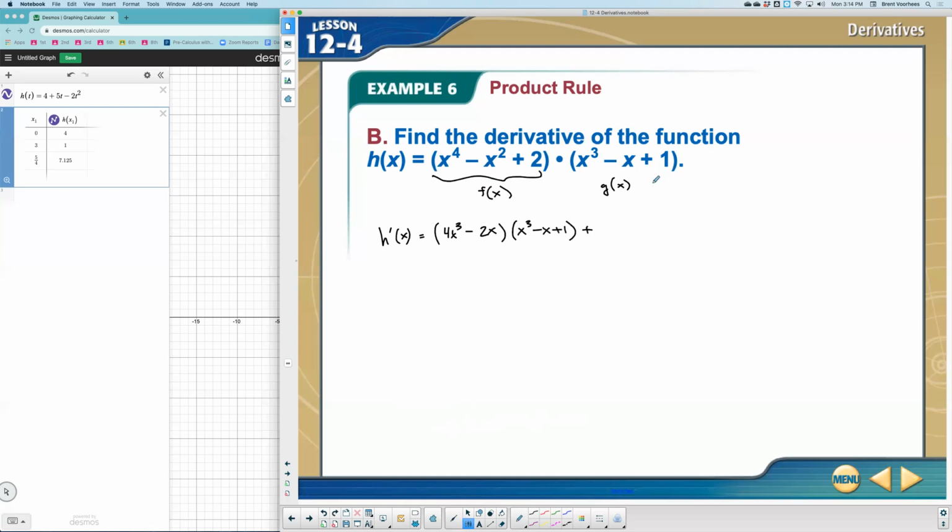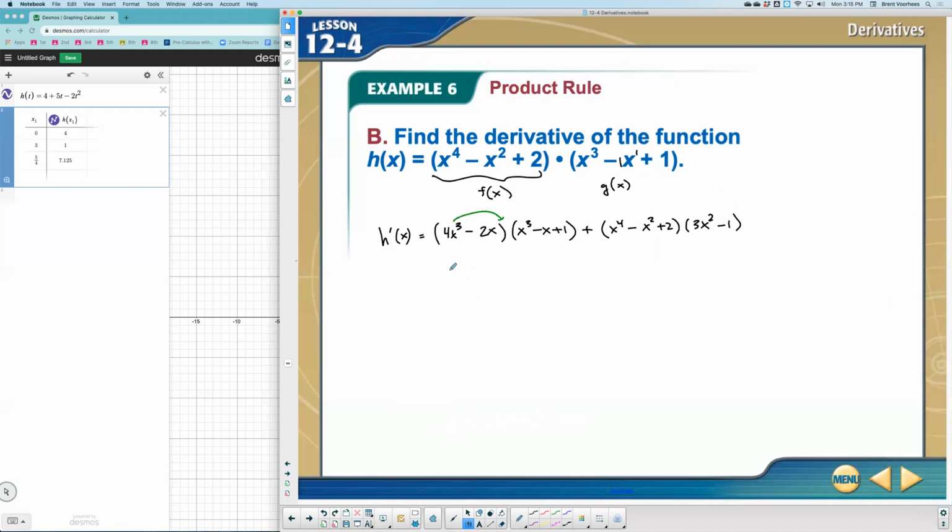And then we would add the derivative of g times f. So I'm going to first write an f here unchanged. x to the 4th minus x squared plus 2. And this would multiply times the derivative of g, which would be 3x squared minus 1. That becomes just a 1. The constant there disappears. So now once I distribute this, I'll be done.